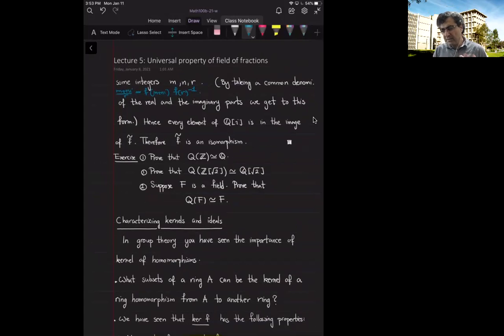You've already seen in the discussion and problem session that the field of fractions of the integers is the rational numbers, and you can do the same for Z[root 2] and Q[root 2], do the same for root 3 and so on. And if F is a field, then the field of fractions of F is isomorphic to F. Okay, so these are good exercises. Make sure that you know how to do them.